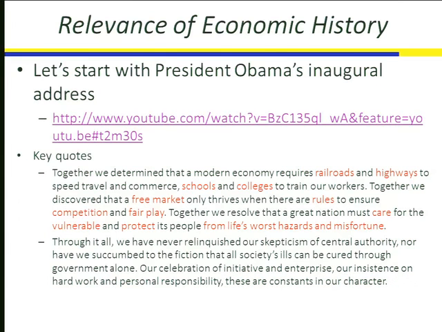Together we resolve that a great nation must care for the vulnerable and protect its people from life's worst hazards and misfortune. Not only is that about the New Deal in response to the Great Depression, it's also about what happens in industry and the experiences that we had. Some of you read The Jungle, for instance, when you were in high school. The experiences that we've had in terms of an unregulated manufacturing force and the effect that has on injury and on death. So all of that paragraph in particular, that's our course.